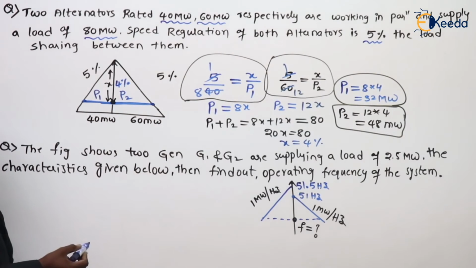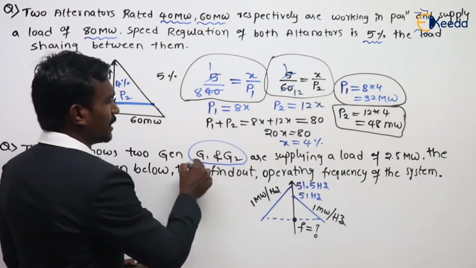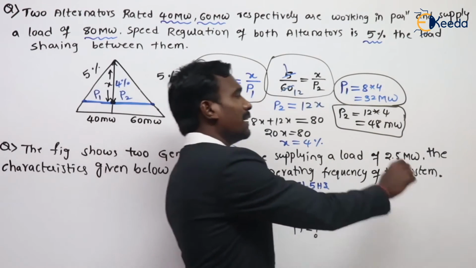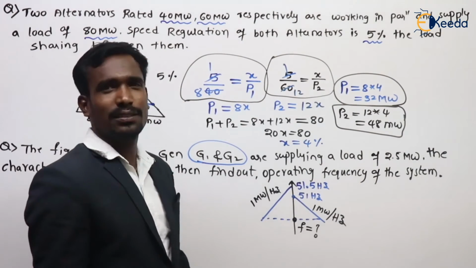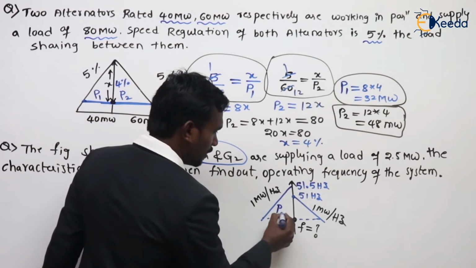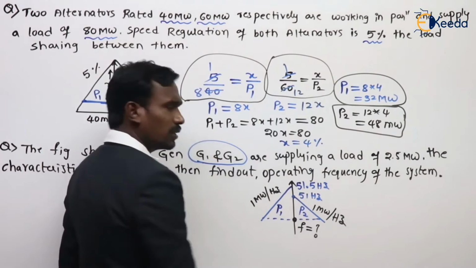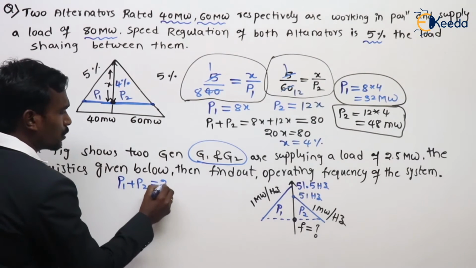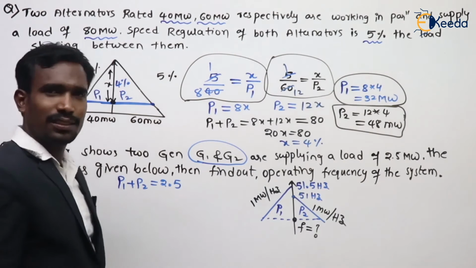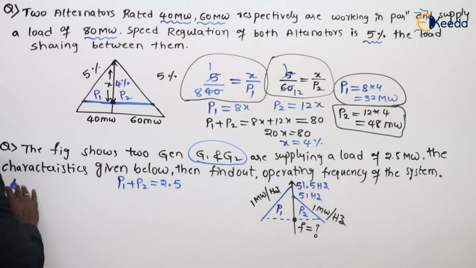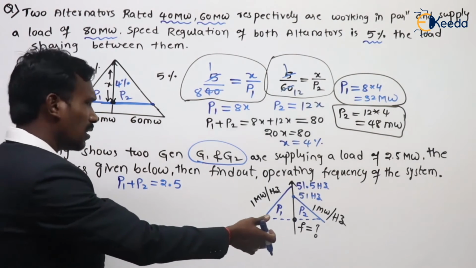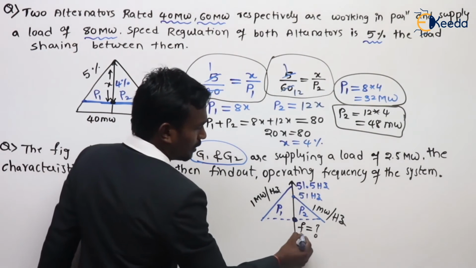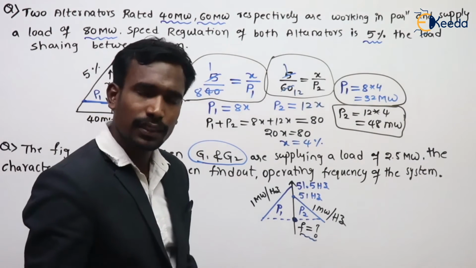The figure shows two generators G1 and G2 supplying a load of 2.5 megawatts. For example, this is P1 and this is P2. These two generators combinedly supply a load of 2.5 megawatts. Given the characteristics below, find the operating frequency. They want this operating frequency.